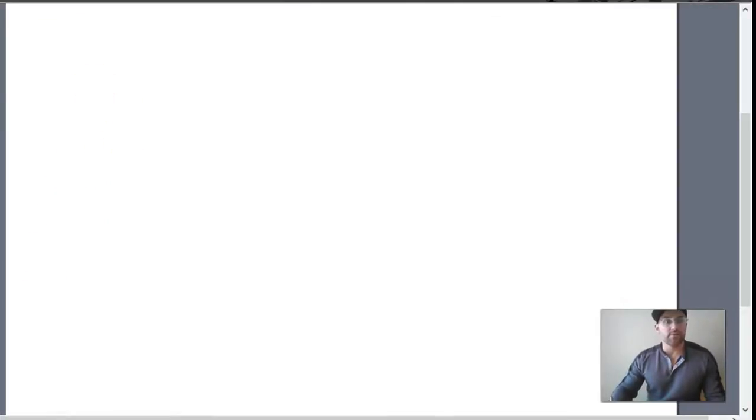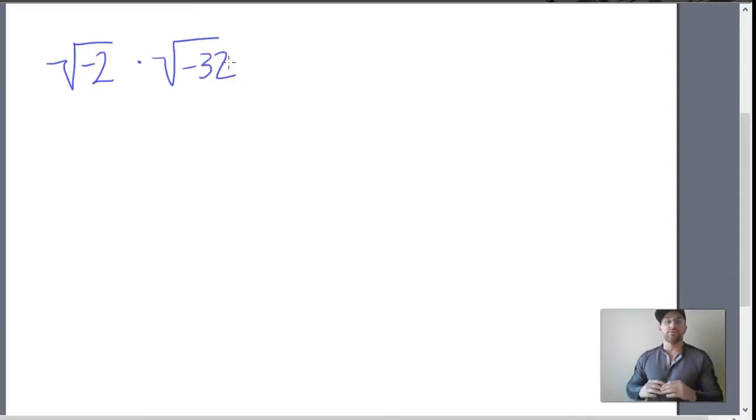Alright guys, I'm going to put the next problem on the board. It's going to be the square root of -2. So we have a square root of a negative, so we're dealing with imaginary i. And it's going to be multiplied by the square root of -32. Okay, so if you want to work the problem out on your own, go ahead and hit pause now.